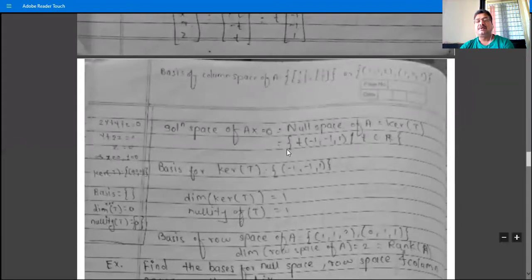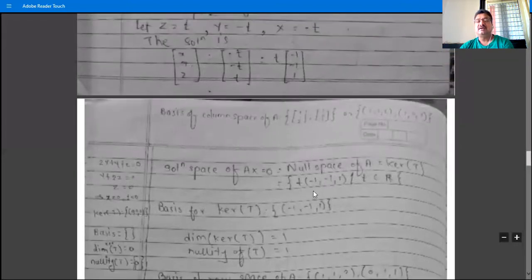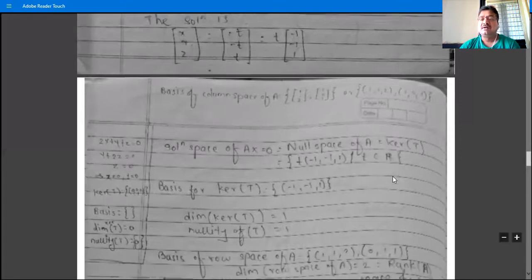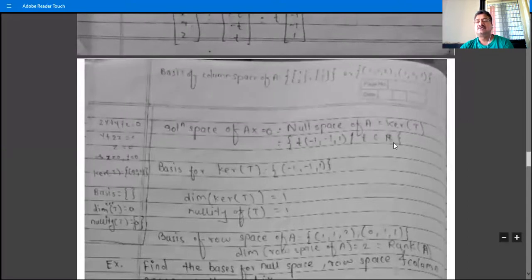And then what is the kernel of T? It is the solution set, that is t times (-1, -1, 1), such that t belongs to R. So this is the kernel of T, the subspace kernel of T. It is a set. So how many elements does this set contain? This set contains infinitely many elements.